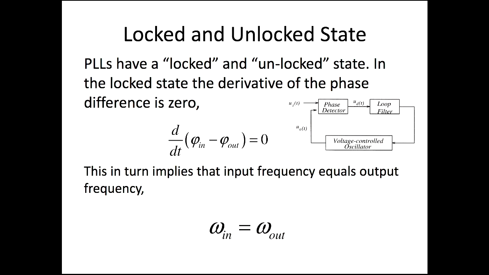Locked and unlocked states. PLLs have locked and unlocked states. As I said, when it is locked, it is matched. There is no phase difference. In the locked state, the derivative of the phase difference is 0. That means the derivative of the phase of the input signal minus the phase of the output signal coming from the VCO is equal to 0. This in turn implies that input frequency equals output frequency. That's the reason it is matching the phase and is synchronized, plus the frequency is also the same.